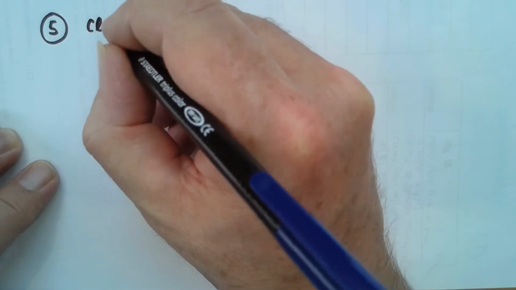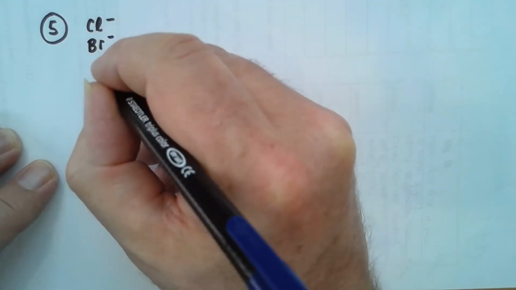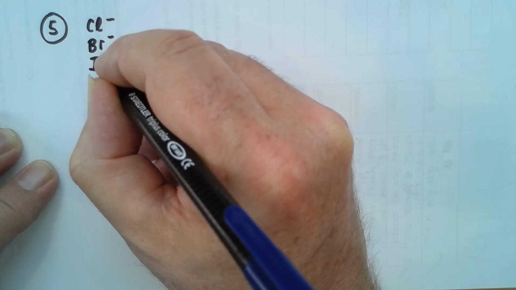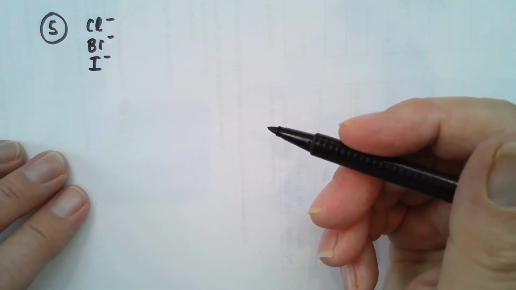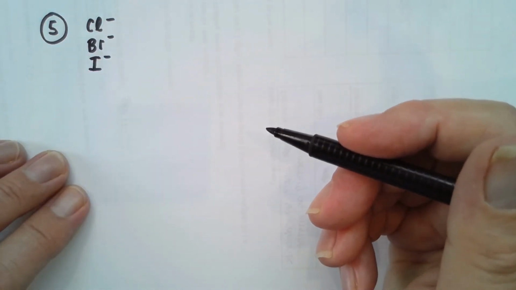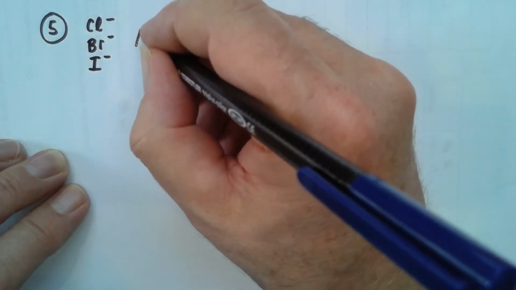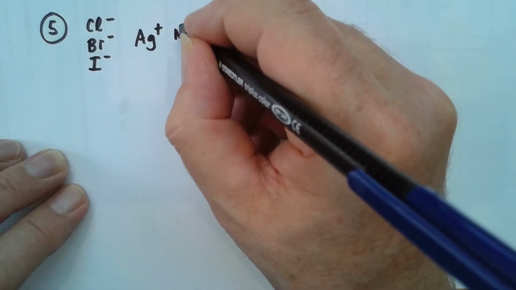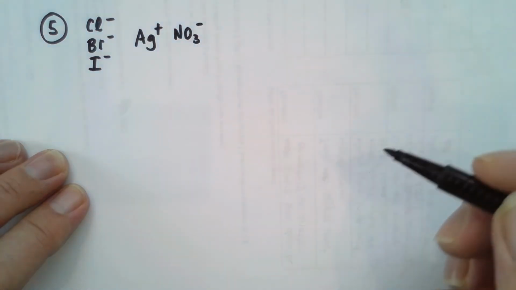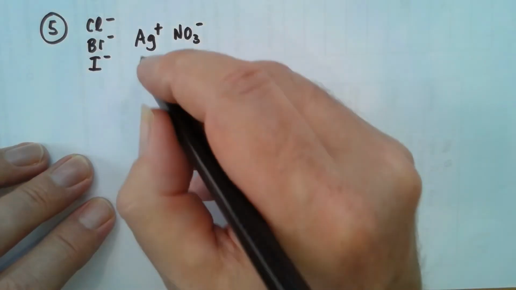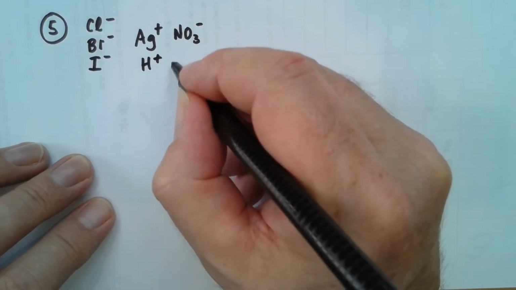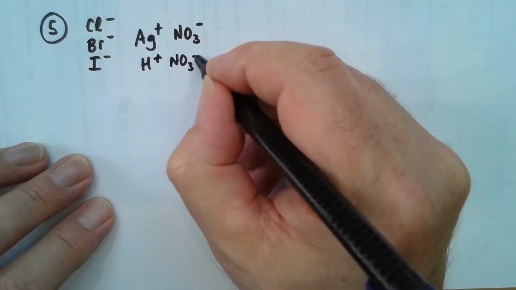So in question 5, in the test for halide ions, explain why nitric acid rather than other acids is added to a sample before you add silver nitrate solution. So we're going to be testing for halide ions, which are those. We're going to add silver nitrate, which has those ions in it, and we're acidifying first with nitric acid, which has these ions in it.